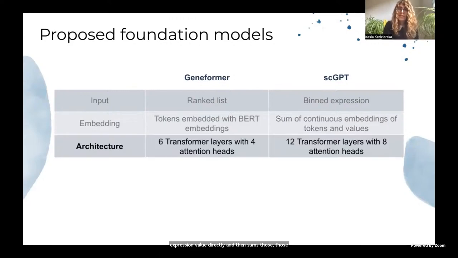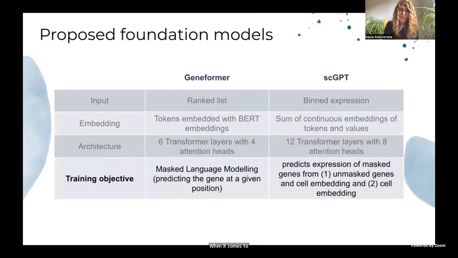When it comes to architecture, scGPT is bigger, and when it comes to training objective, Geneformer uses masked language modeling when it predicts the gene at a given position. scGPT predicts the expression of masked genes from unmasked genes and cell embedding in one pre-training objective, and the other part of the pre-training objective is the prediction of the gene expression from cell embedding.